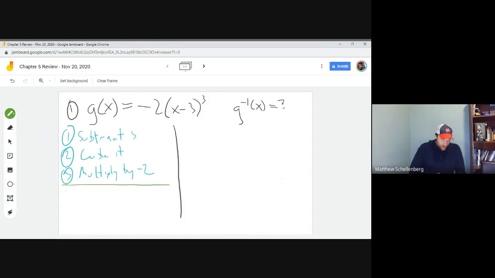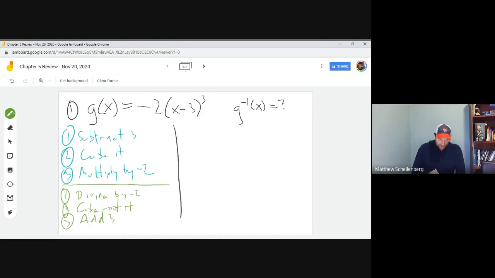So that means step 1 is the opposite of step 3, and the opposite of multiply is divide. So we're going to divide by -2. And then the second step is, the opposite of cubing is cube rooting. So we're going to cube root it. And then the third step would be the opposite of subtracting 3. So we're going to add 3.